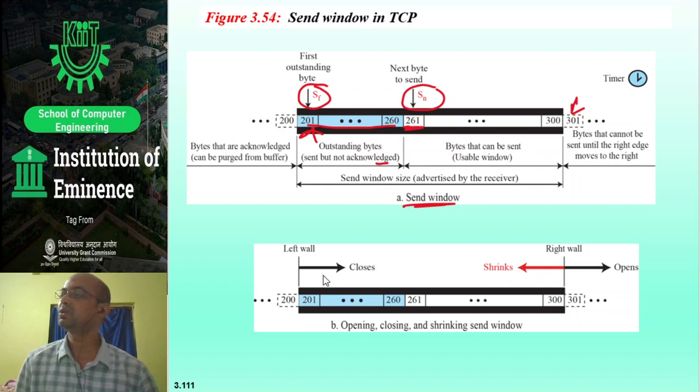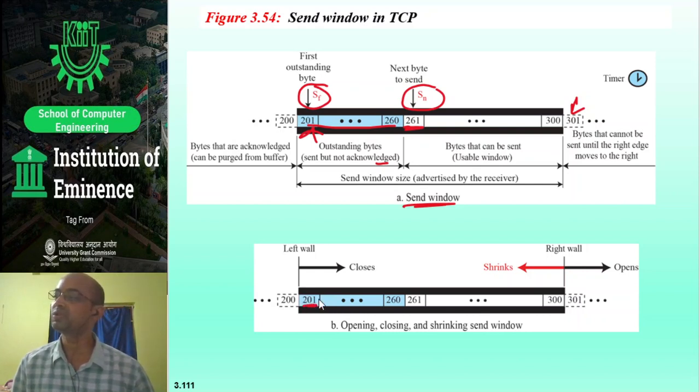What is open up? Close means when it receives the acknowledgement, for example, for 201 by receiving 202, then it closes. Now window close means this 201 will be purged from the buffer. Open up means when new information is entered into the window, then it is opening up. Suppose in this given example, when 201 is purged, if the size of the window remains the same, then a new byte will enter the window, and this entering of new information into the window is known as opening up.